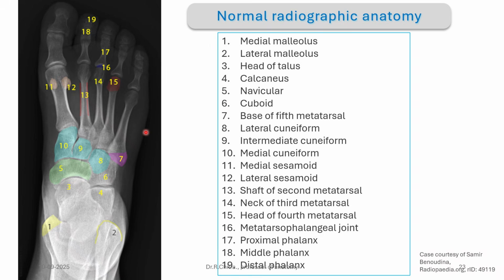We will identify the bones of the foot in the radiograph, proximal to distal. These 1 and 2 represent the malleolus, medial and lateral. Then 3 to 10 represent the tarsal bones. We have to remember talus, navicular, cuneiform, calcaneus, cuboid. Then we have the metatarsal bones. Try to see 11 and 12. They are the two sesamoid bones in the heads of the first metatarsal. 16 is the metatarsophalangeal joint. 17 to 19 are phalanges.